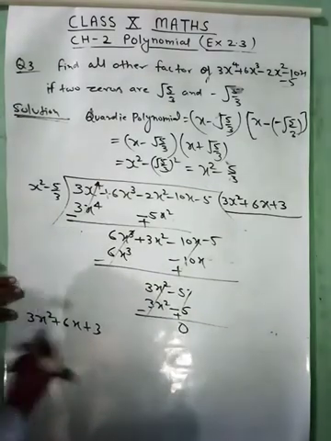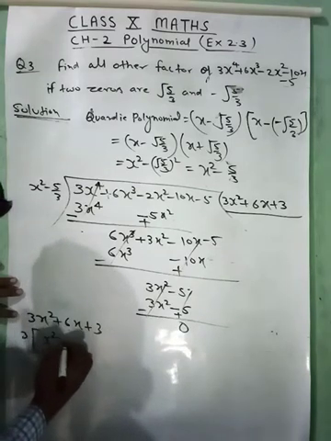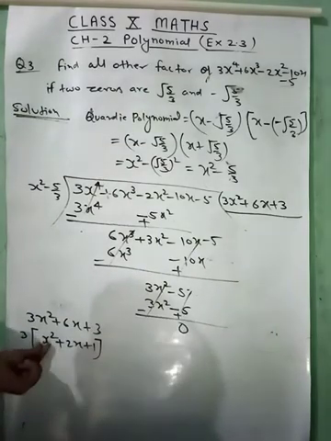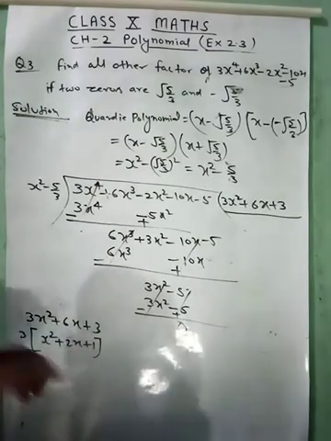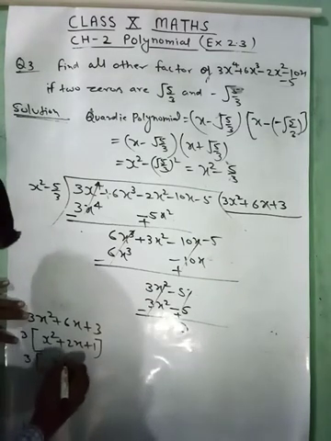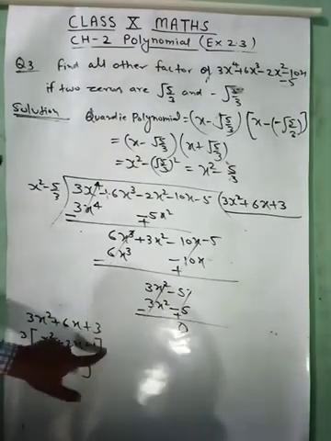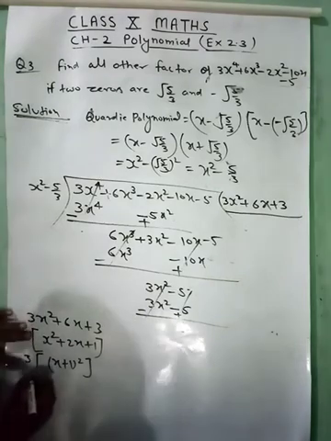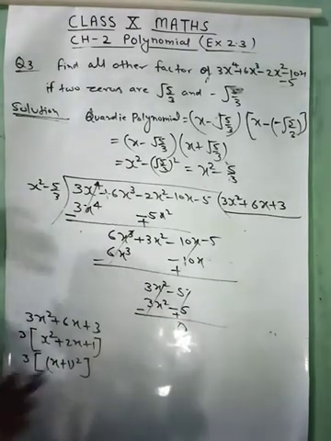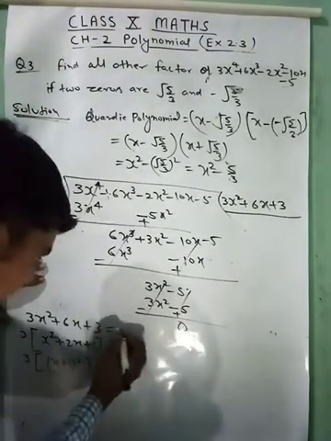Okay, we can take 3 common. x square plus 2x plus 1. We know that a square plus b square plus 2ab is the factor of x plus 1 square. So it is the factor and we have to find the zeros. Clear? So we can write here equal to 0.